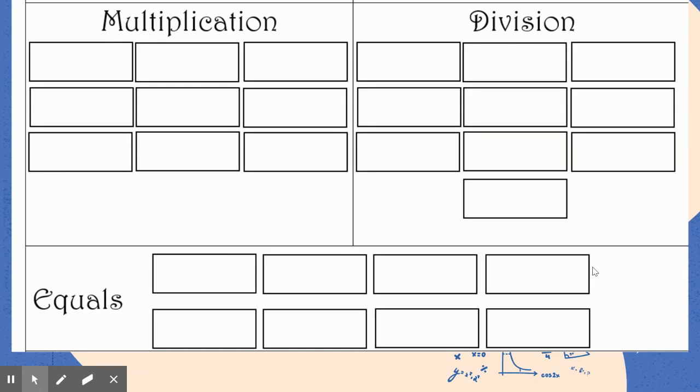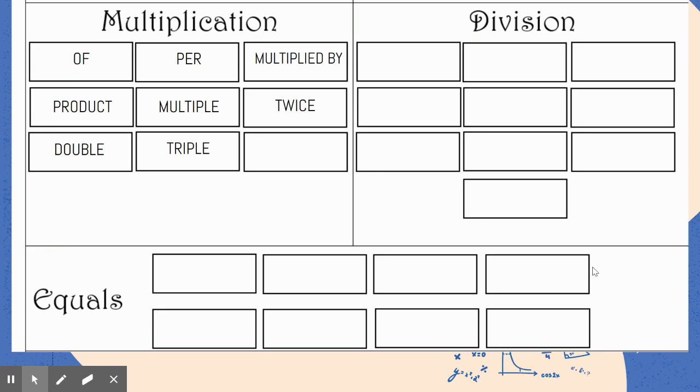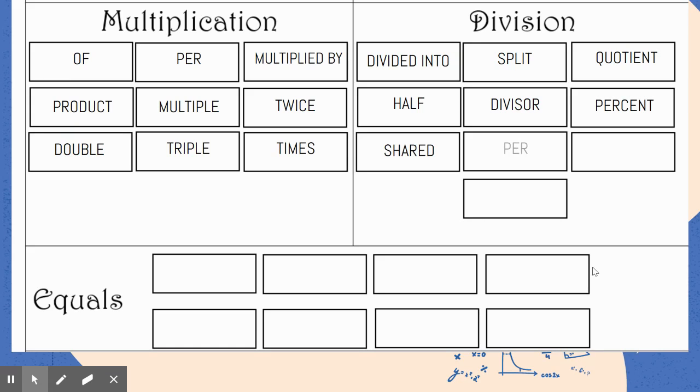For multiplication, we have of, per, multiplied by, product, multiple, twice, which means 2 times, double, again, means 2 times, triple means 3 times, and times. For division, we have divided into, split, quotient, half, which means to divide by 2. When you cut something in half, you're dividing it in 2. Divisor, percent, shared, per, divided by, and ratio of.